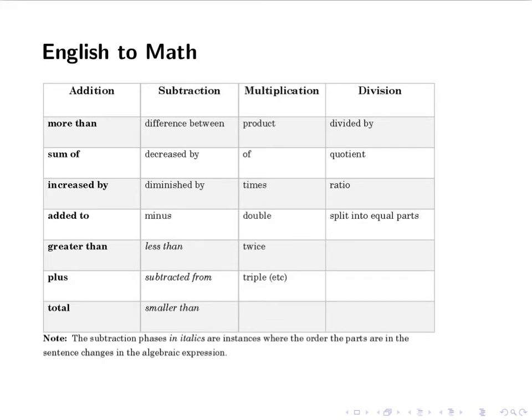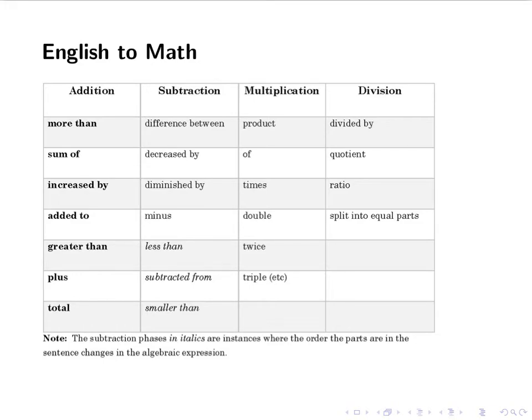Those are where the order is kind of reversed. If I say something like 5 less than 10, it's not 5 minus 10, it's 10 minus 5. 3 subtracted from 7 is 7 minus 3. So you kind of have to switch the order of the numbers. Remember that with subtraction, the order matters, as opposed to addition, which is commutative. It doesn't matter. 3 plus 4 is 4 plus 3.